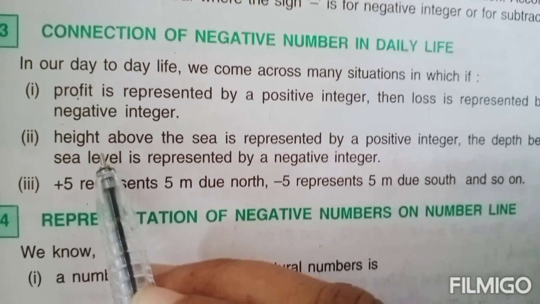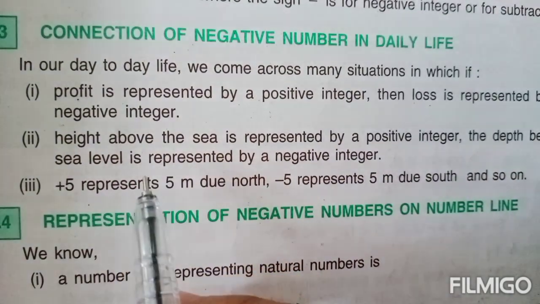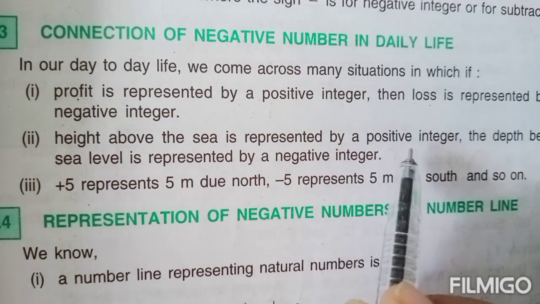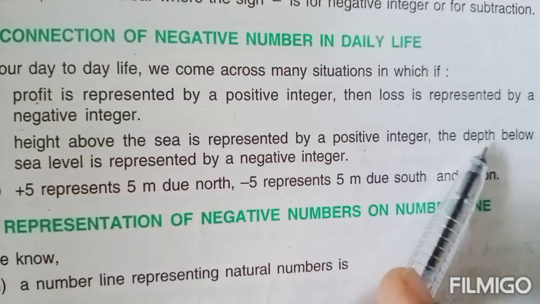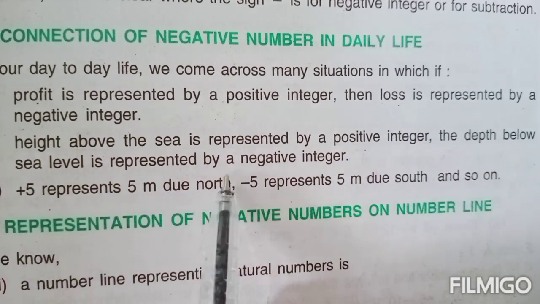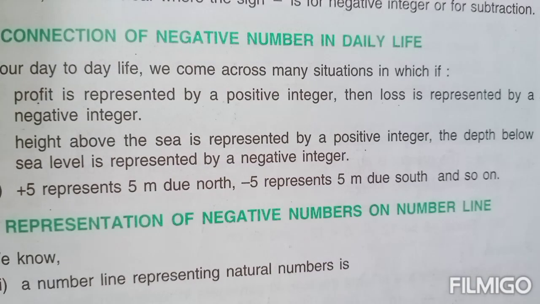Okay. Similarly, height above the sea. Height above sea is represented by a positive integer, and depth below sea level is represented by a negative integer. Okay, height we will represent by a positive integer, and depth we will represent by a negative integer.